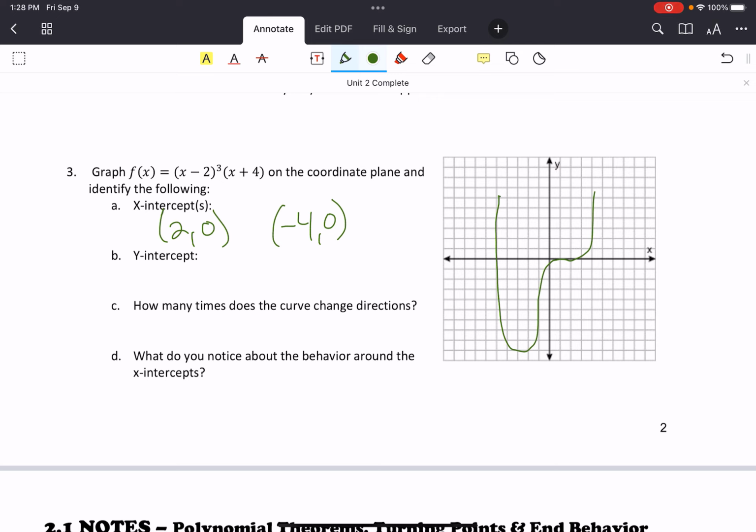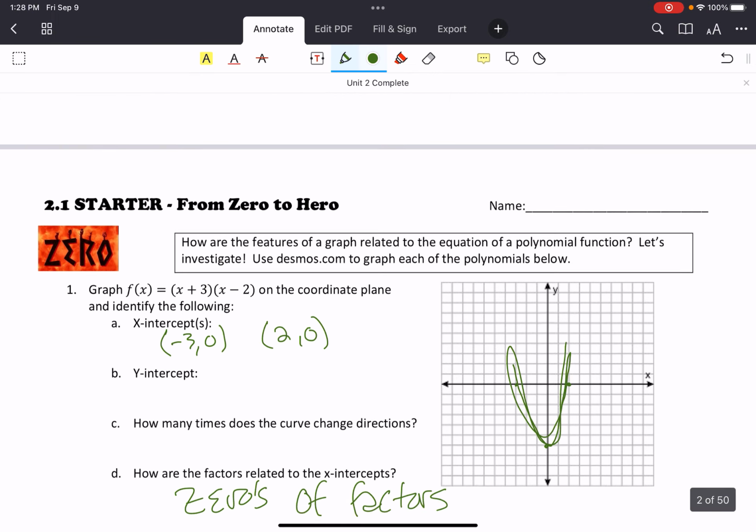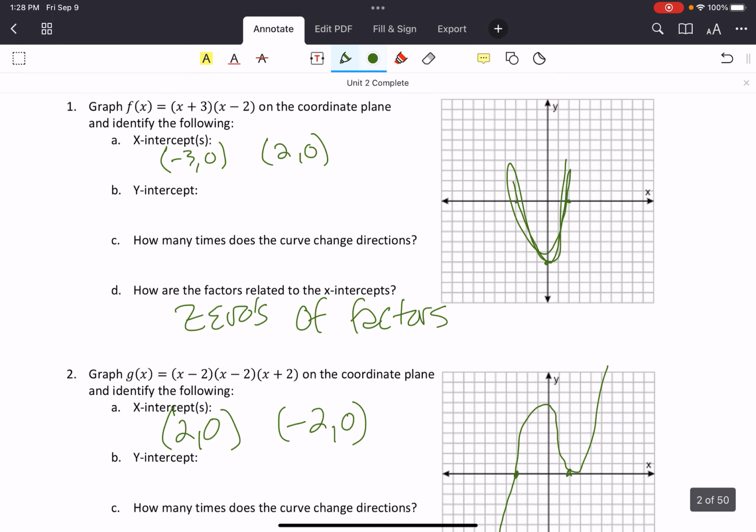Okay? Now, let's talk about the new thing. How many times has the curve changed direction? That's not something you've probably talked about before, but I thought you might be able to figure it out. What do you think a direction change means? Can someone I haven't heard from yet today tell me what you think a direction change means? Changing if it's going up or down. Perfect. Changing if it's going up or down.